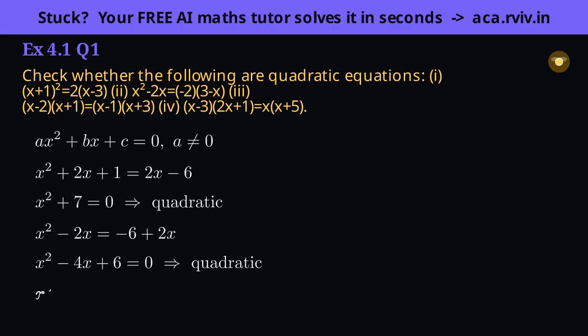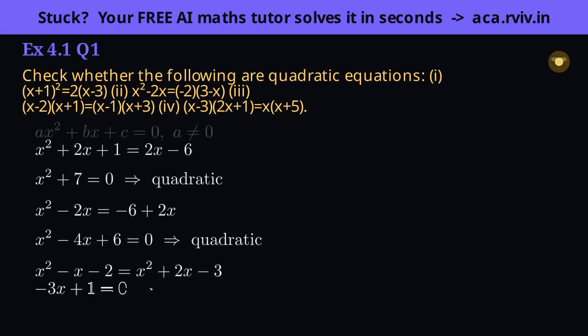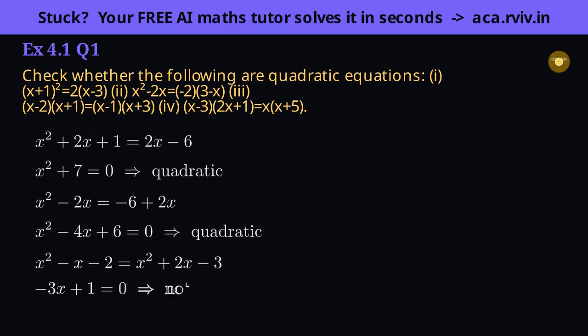Part 3 is the sneaky one. Expand both products. Left is x squared minus x minus 2. Right is x squared plus 2x minus 3. Notice both carry an identical x squared. Subtract x squared from both sides and it vanishes entirely, leaving only x terms and constants, a linear equation. So despite 2 x squareds on show, this is not quadratic.